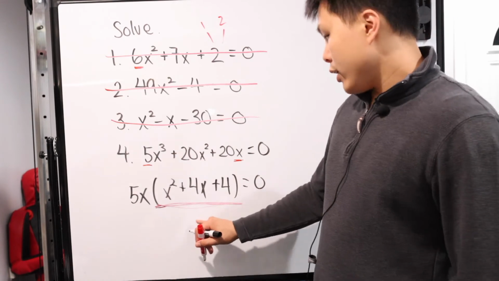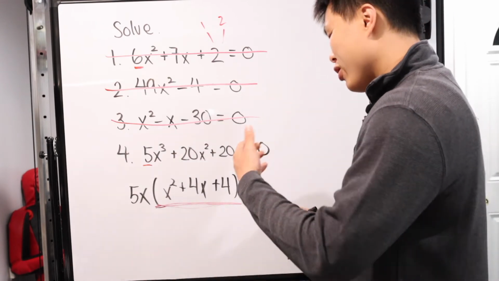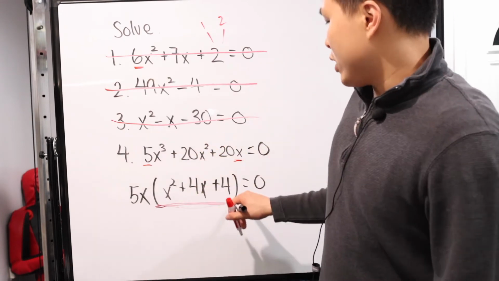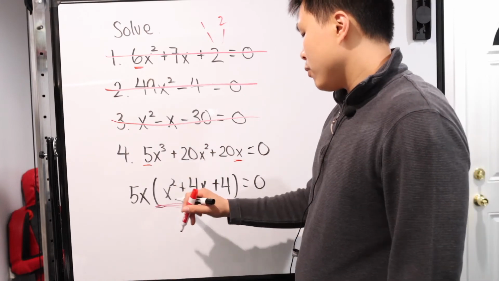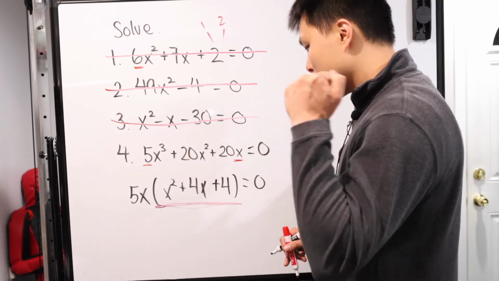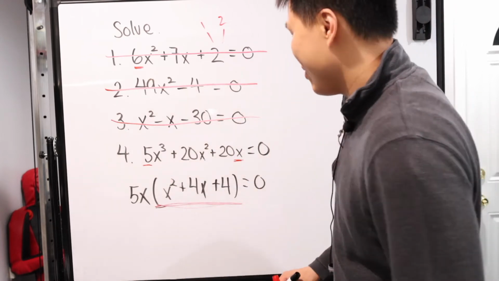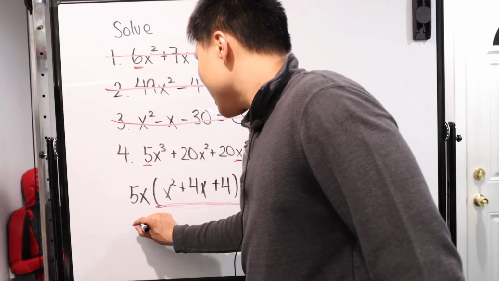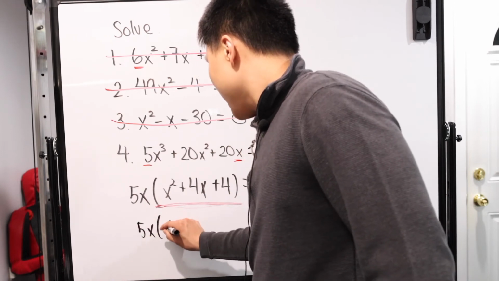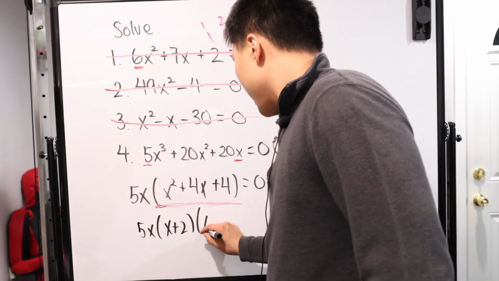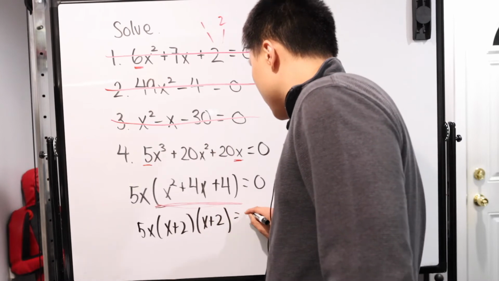You can use your quadratic formula if you want to, but hopefully, this is one of the most common questions in classwork and homework. So hopefully you guys can see it right away, right? Two numbers that multiply together to become 4 and add together to become 4. It has to be 2. So in this case, you're going to factor it out. That's technically 5x, times x plus 2, times x plus 2, equals 0.